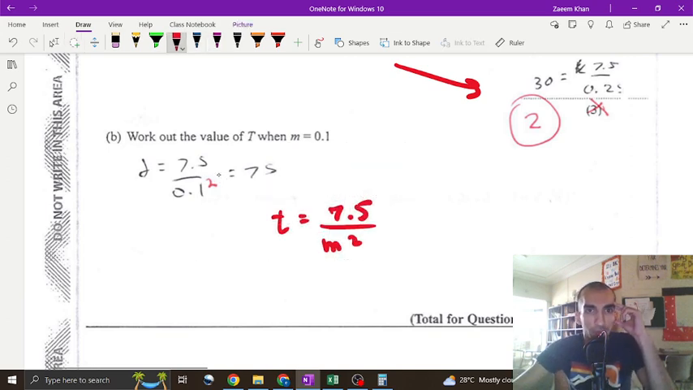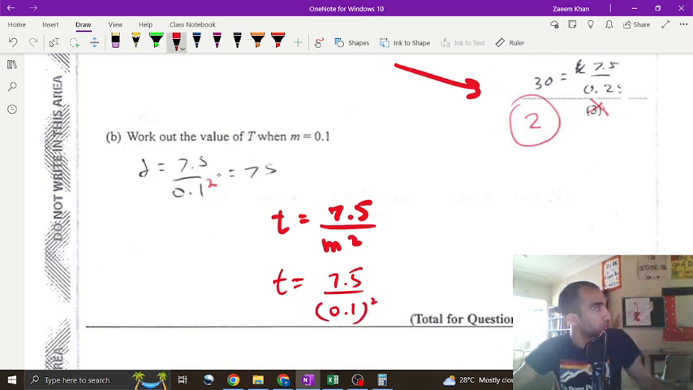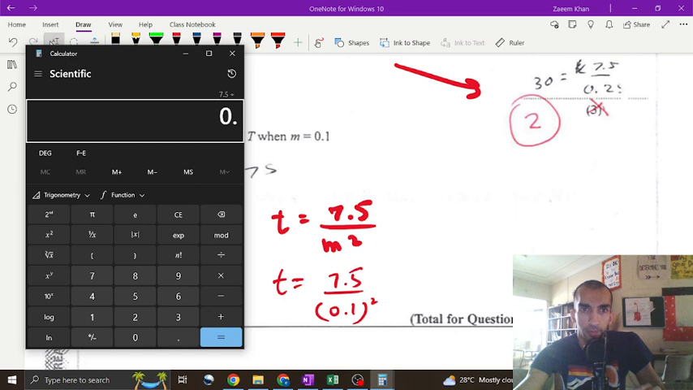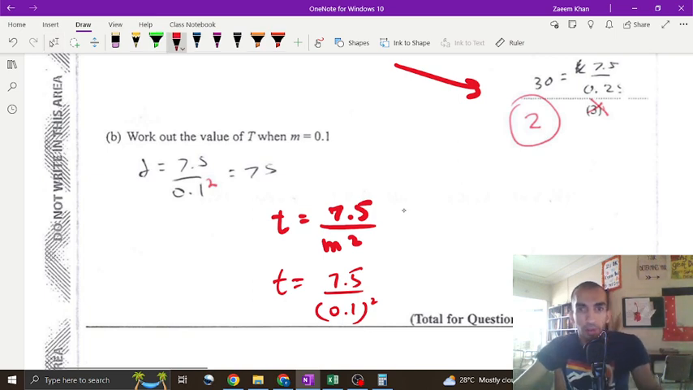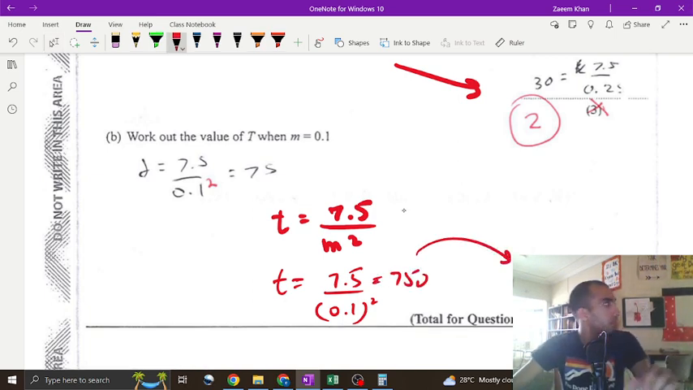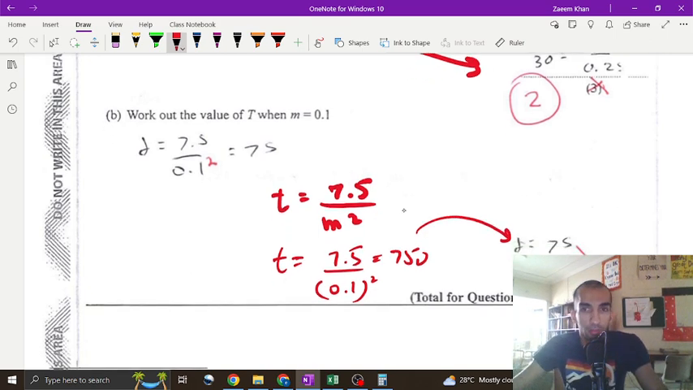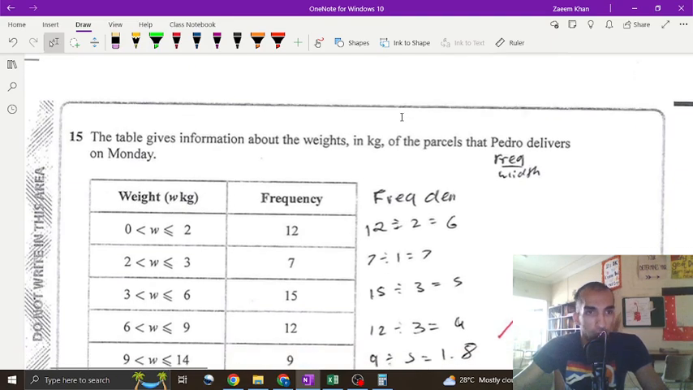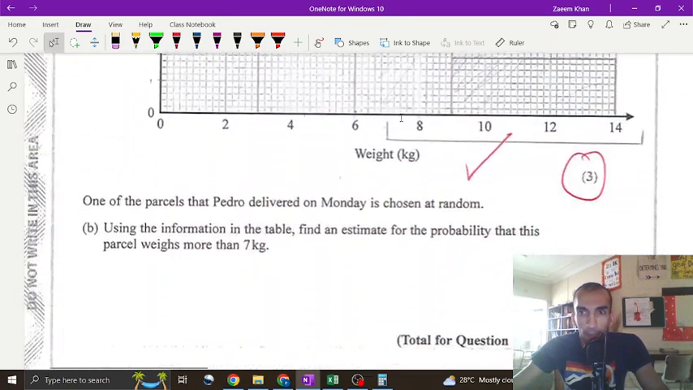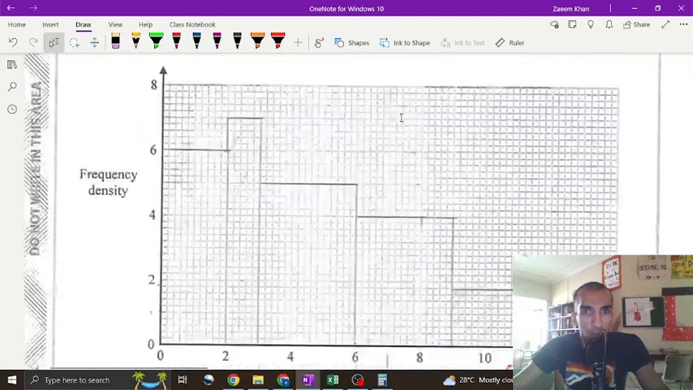What do you think we're supposed to do? You have to substitute basically. Can you use your calculator skills to give me the answer? It's 750. Okay. That's well done. You scored a 3 out of 3 in histogram.